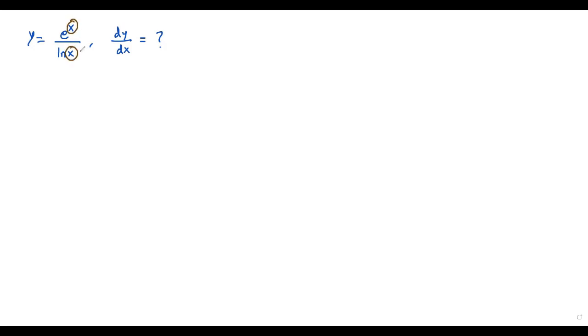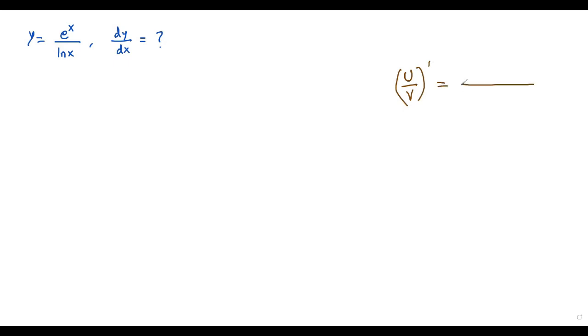Whenever I want to find derivative of a function which contains variable in both numerator and denominator, I have to use the quotient rule. What is the quotient rule? Consider the function which is in the form of u over v, where both u and v are variables, that is both the numerator and denominator contain variable. So I want to find derivative of this function. What should I do? I have to use the quotient rule.